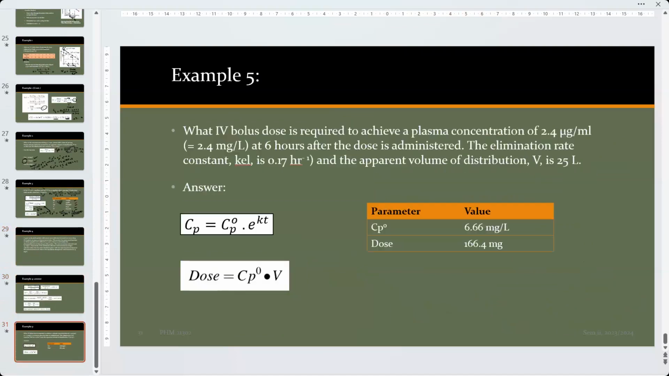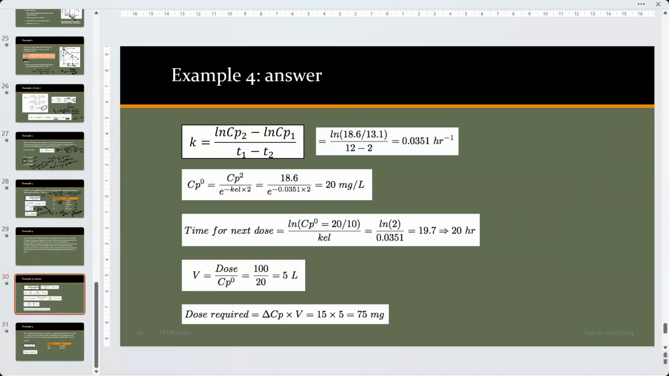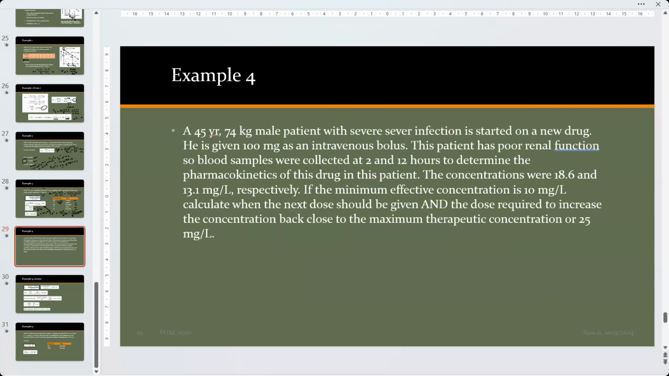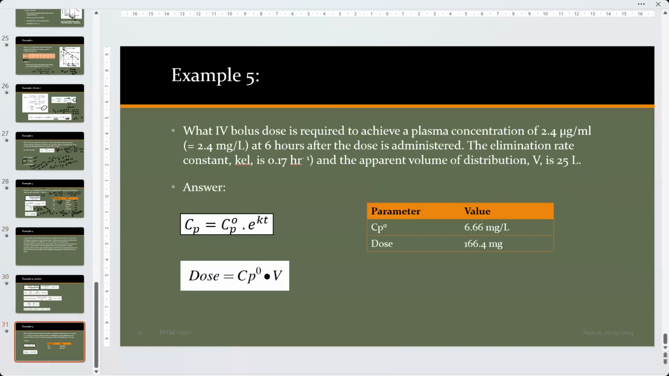Another problem. I leave this one till the end. This one is simpler. We answer this one first. What IV bolus dose is required to achieve plasma concentration of 2.5 microgram per ml at 6 hours after the dose is administered? The elimination rate constant is given, apparent volume distribution is given. So here they want the dose to achieve certain concentration, but they didn't give you the Cp naught, the easy one. So you have to calculate first how much is the Cp naught.